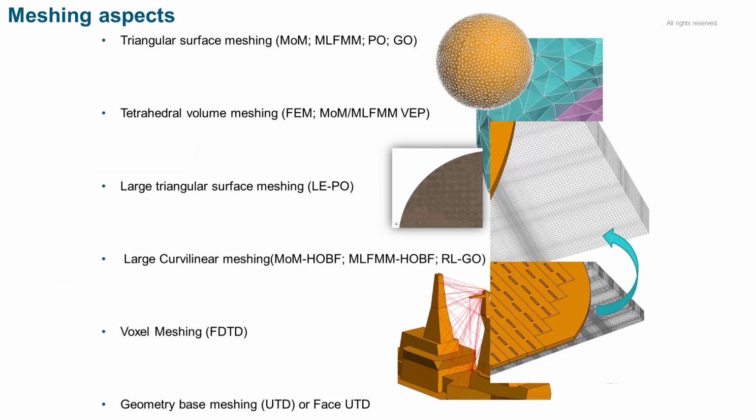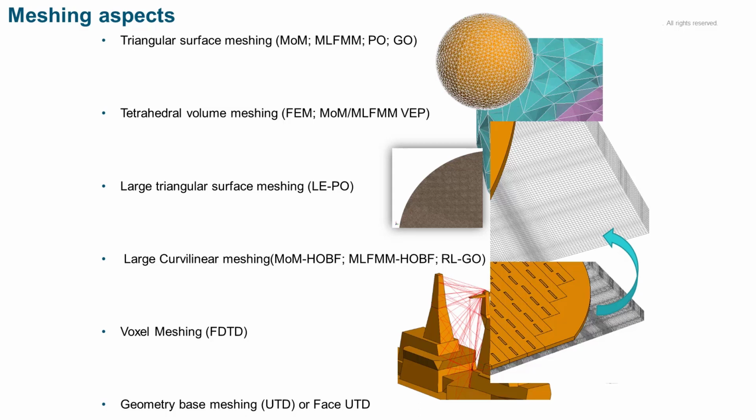In order to solve these complex problems using these computational methods, the structures need to be meshed in a certain way. Each computational method has its own way of meshing. For example, methods such as MOM or MLFMM, physical optics, as well as ray launching geometrical optics, they all mesh the surface with triangular surface meshing. While the large element physical optics meshes the structures with large triangular surface meshing.